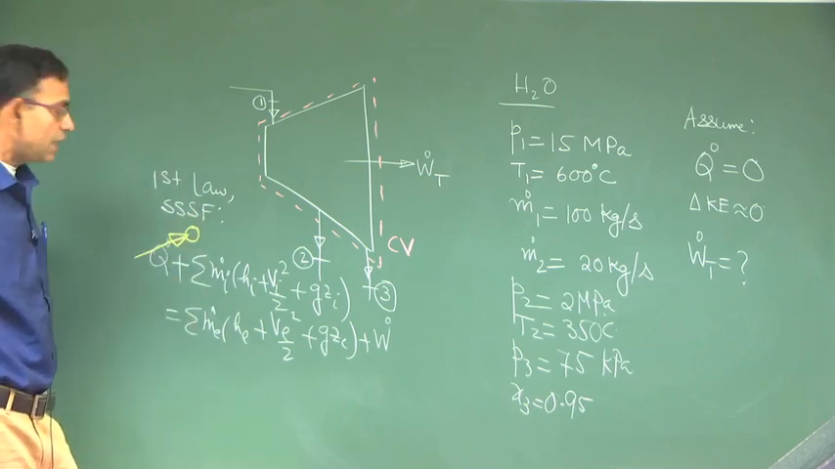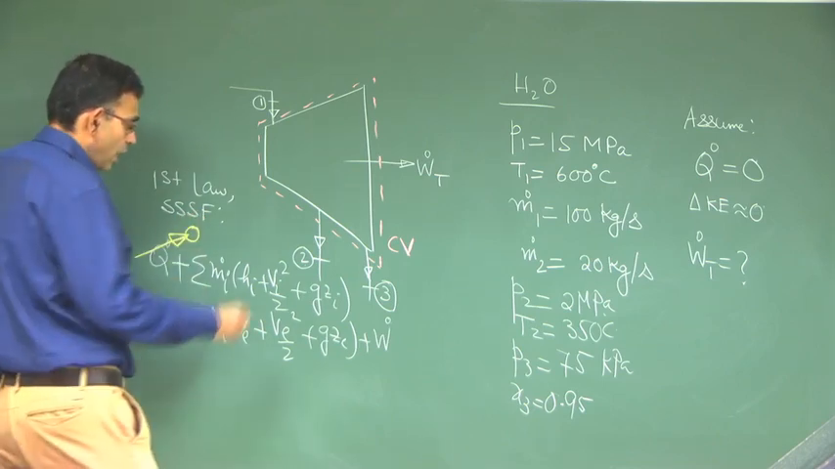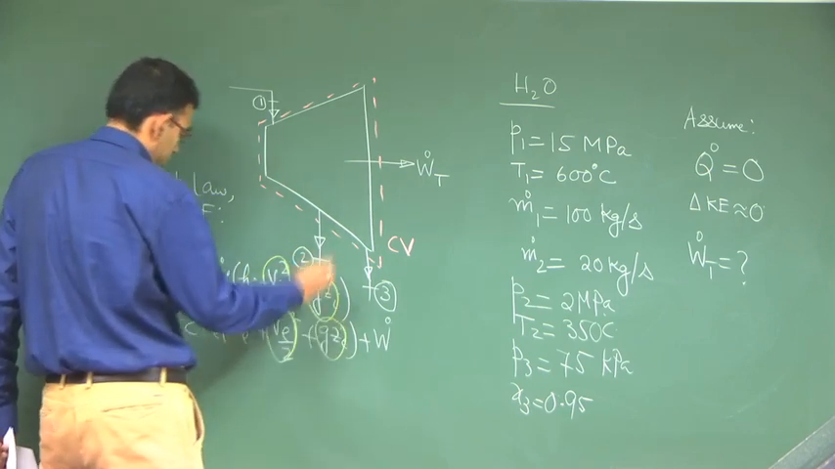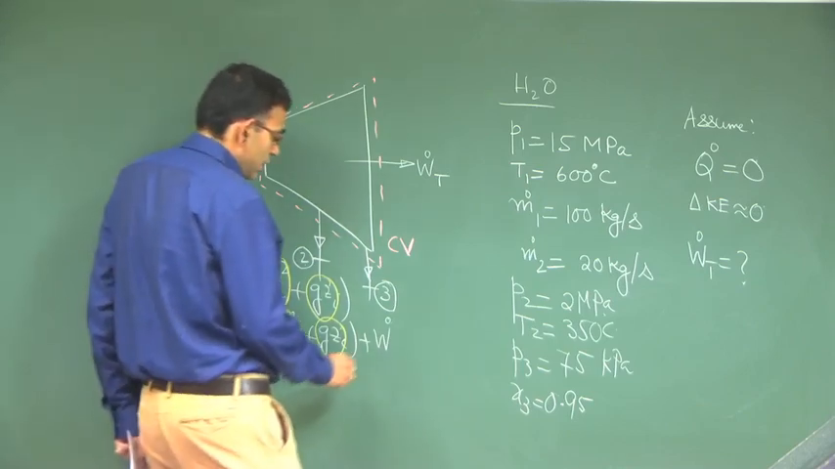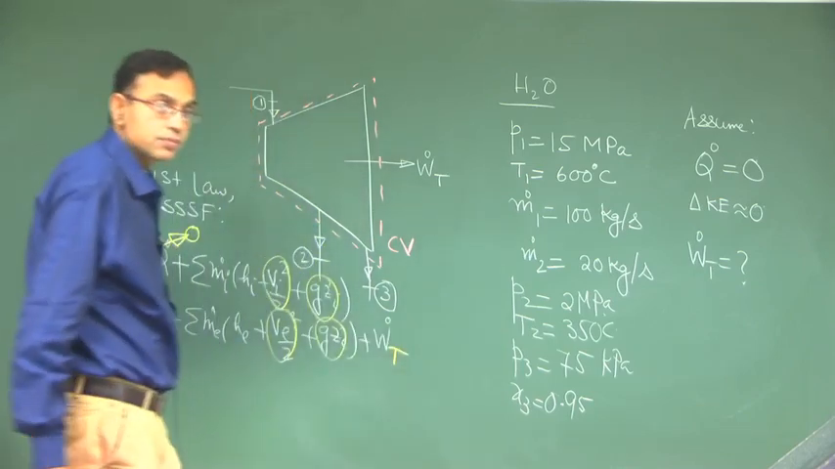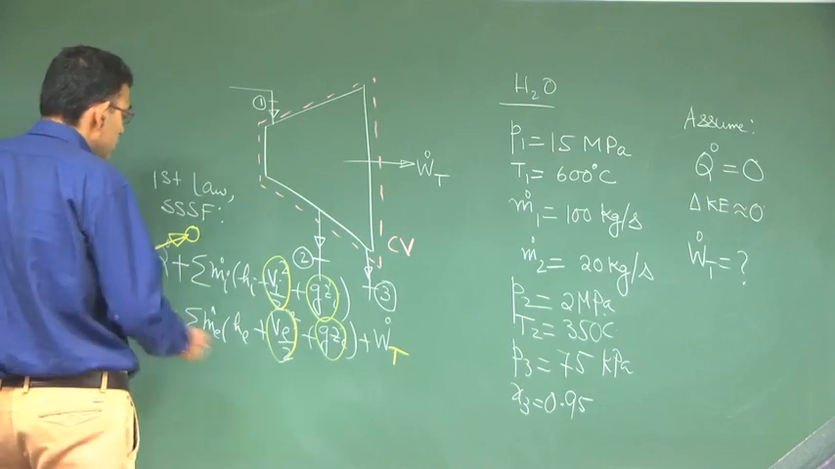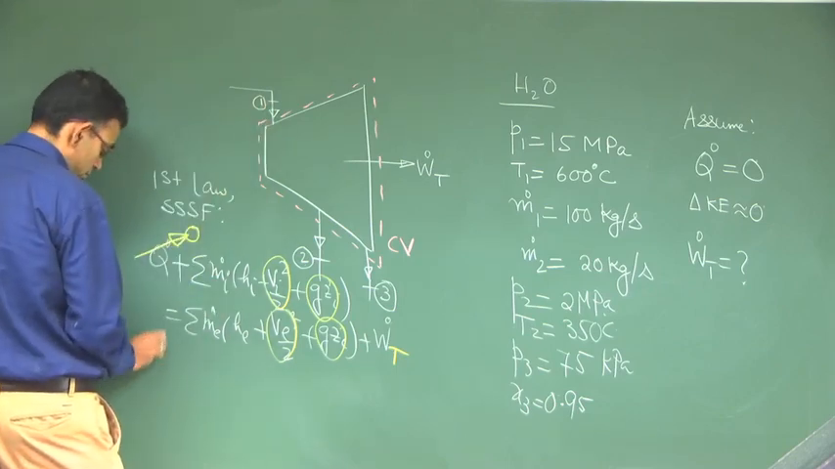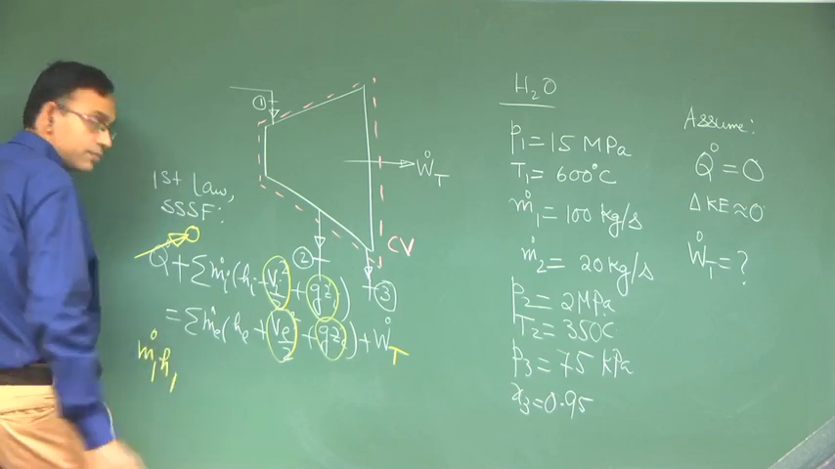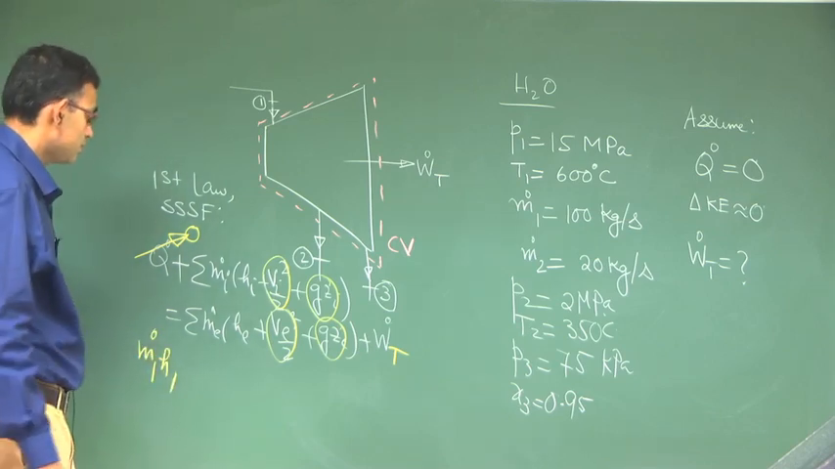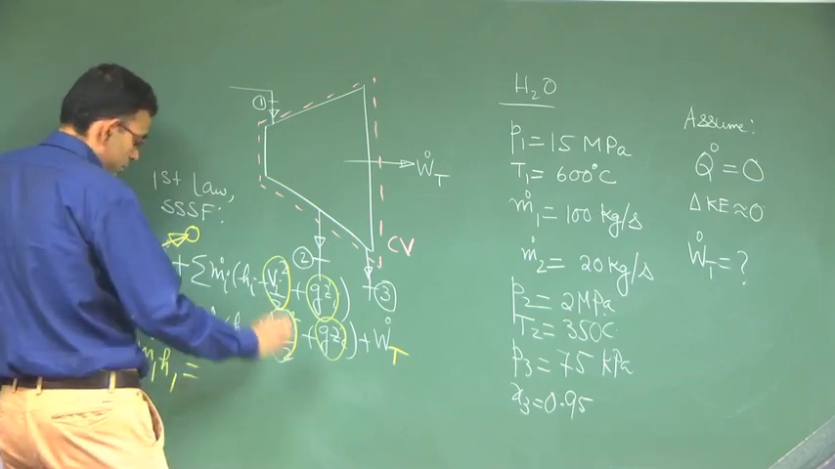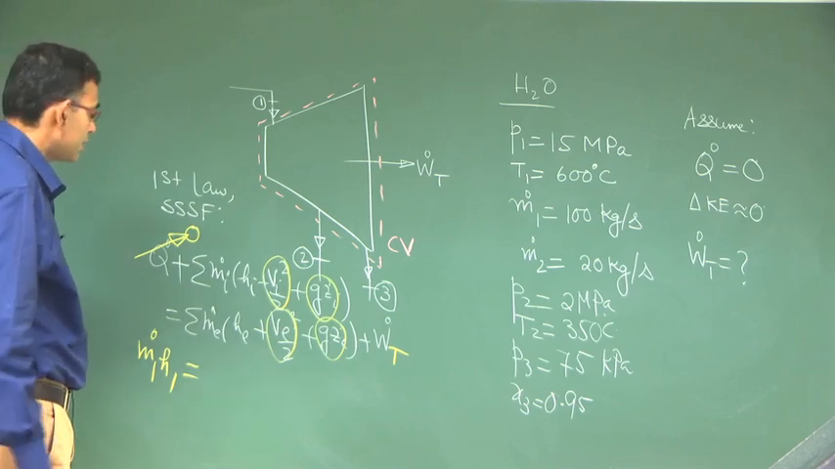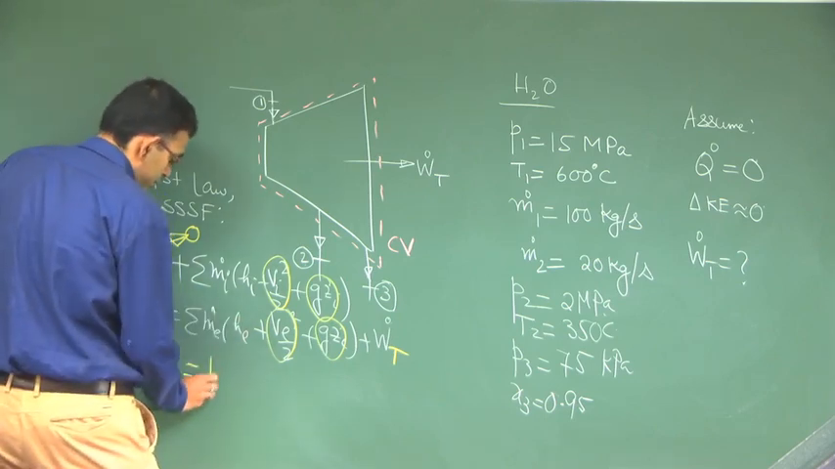Here the heat transfer is neglected, change in kinetic energy and potential energy are not important, and this is the turbine power. So, inlet is 1. So, you have m dot 1 h 1, and the exits are 2 and 3.